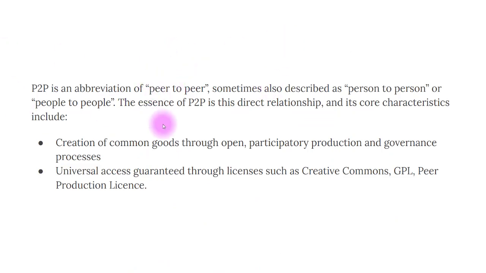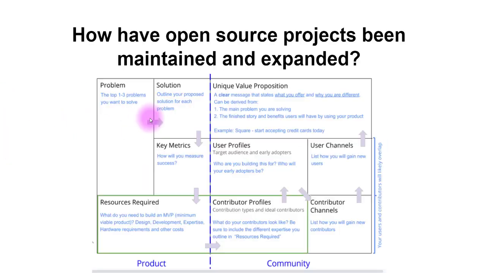I wanted to also share this because it's also giving you core concepts. P2P is an abbreviation of peer-to-peer, sometimes also described as person-to-person or people-to-people. And the essence of P2P is the direct relationship, and its core characteristics include creation of common goods through open participatory production and governance processes. So this happens a lot in Wikimedia, in open source, in digital commons, and universal access, which is something that we're doing together because you want to do your project open. So you are on the right path to enable peer-to-peer community building.